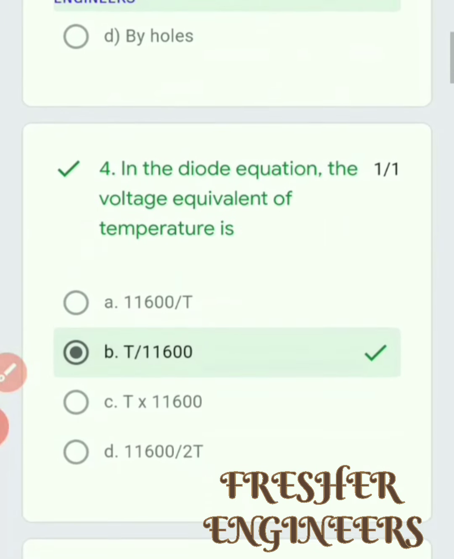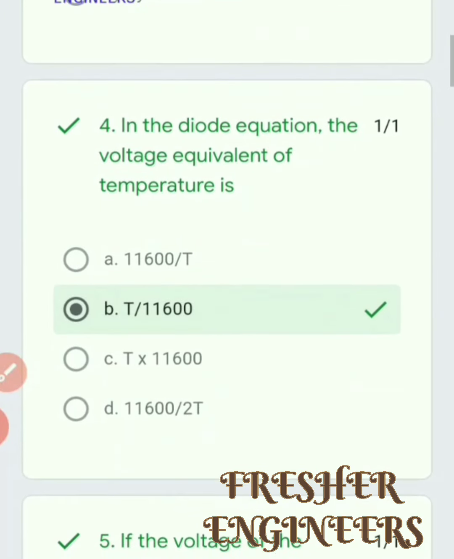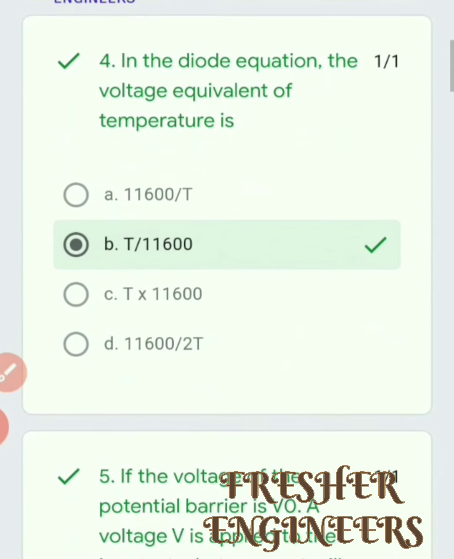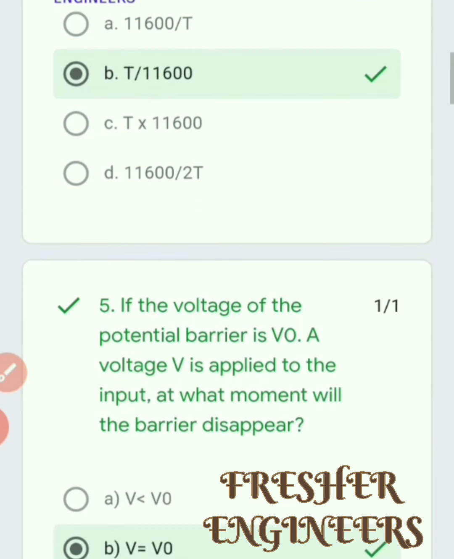In the diode equation, the voltage equivalent of temperature is T divided by 11,600. Hence, the correct option is B.